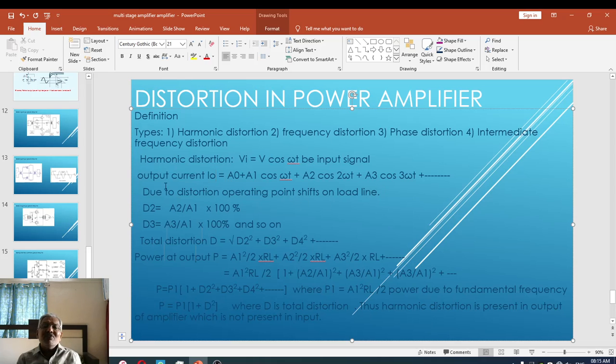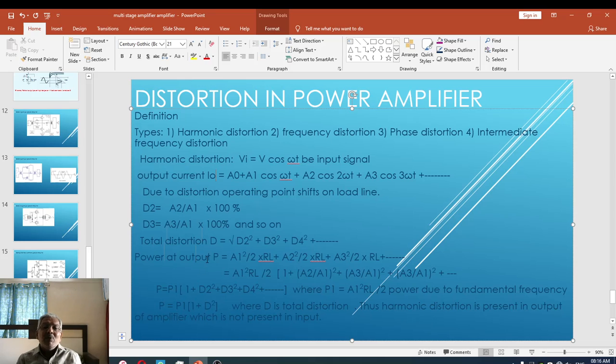Now the distortion due to second harmonics is given as D2 equals modulus of A2 upon A1 into 100%. Obviously, it is in the modulus sign, only positive values are to be considered. Distortion due to the third harmonics is given as D3 equals A3 upon A1 into 100%, and so on. For D4, it is A4 upon A1 into 100. So the net or total distortion is given as D equals square root of D2 square plus D3 square plus D4 square plus so on.